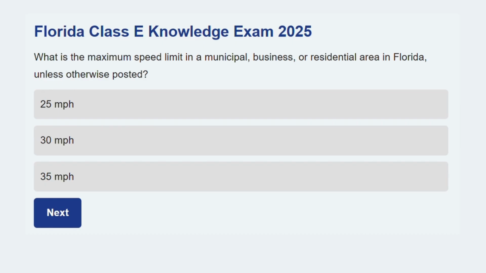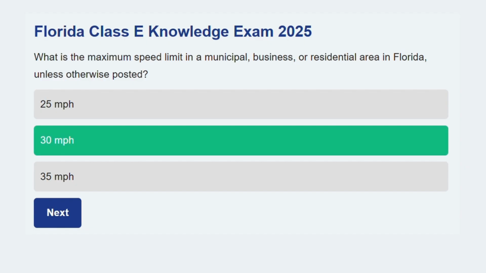What is the maximum speed limit in a municipal, business, or residential area in Florida unless otherwise posted? 30 miles per hour. This is the default speed limit in Florida's populated areas. Ready for the next one.